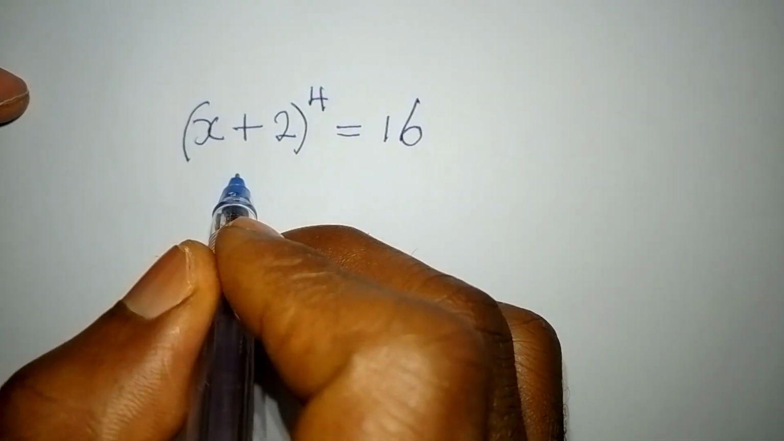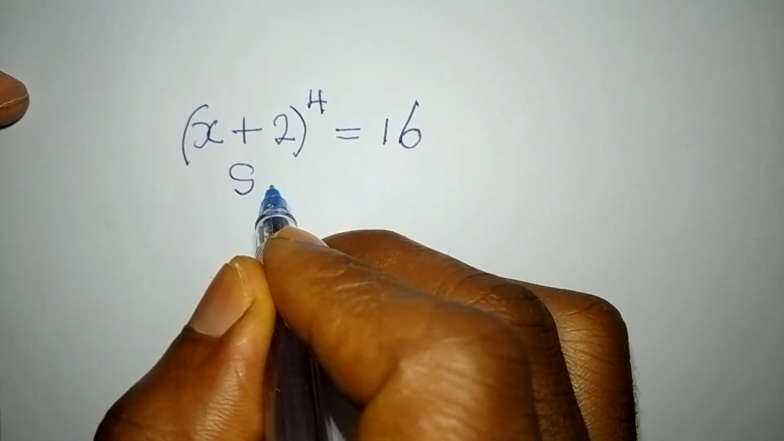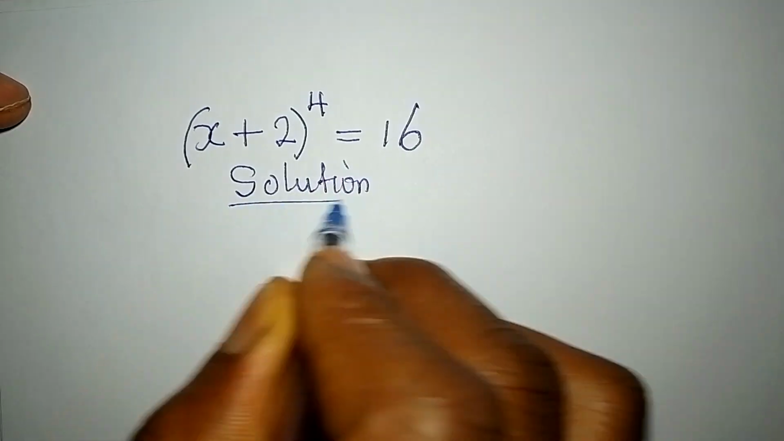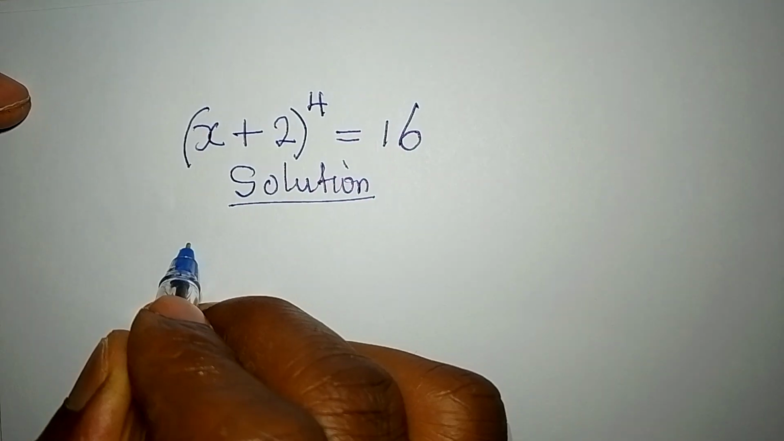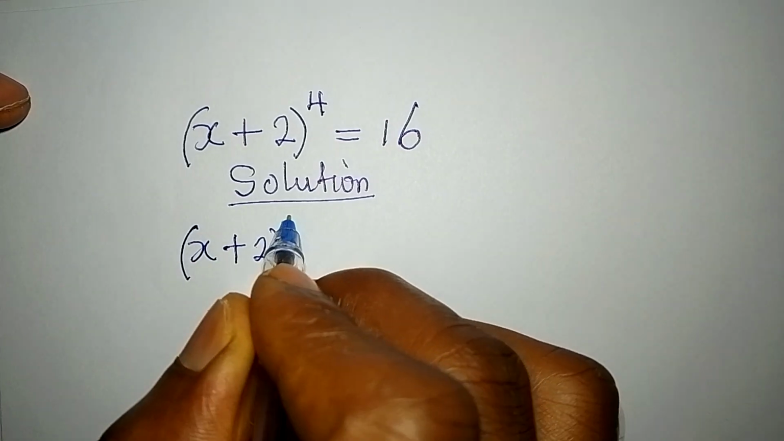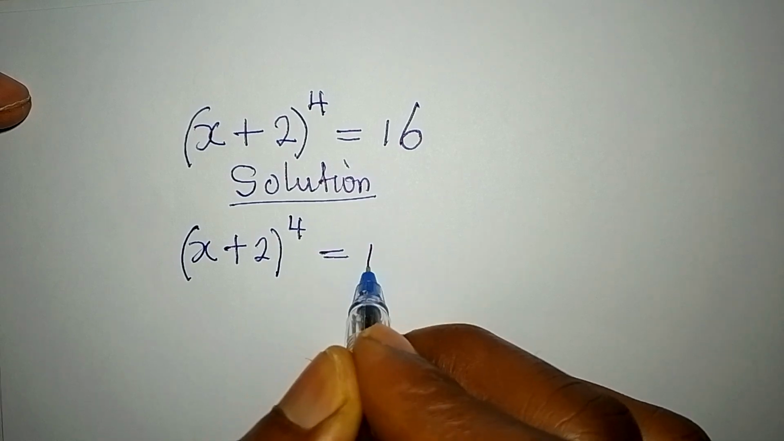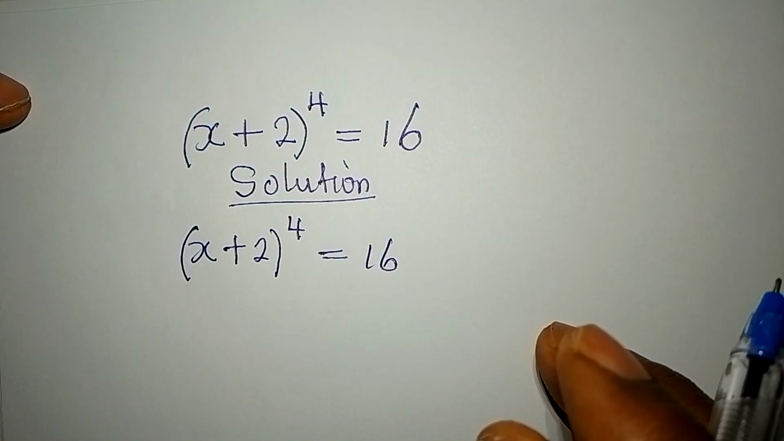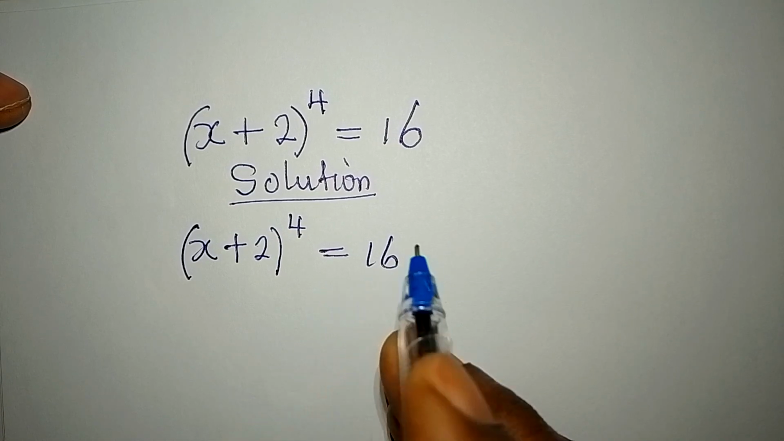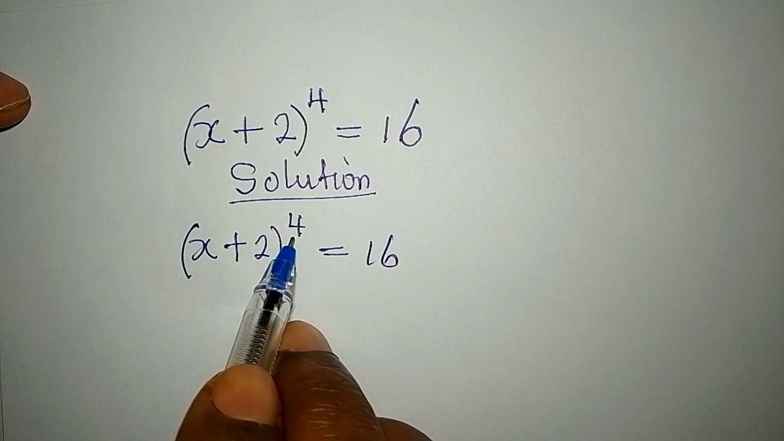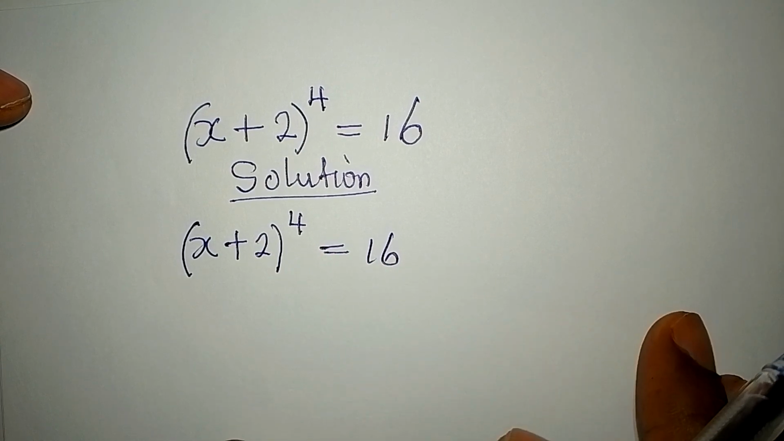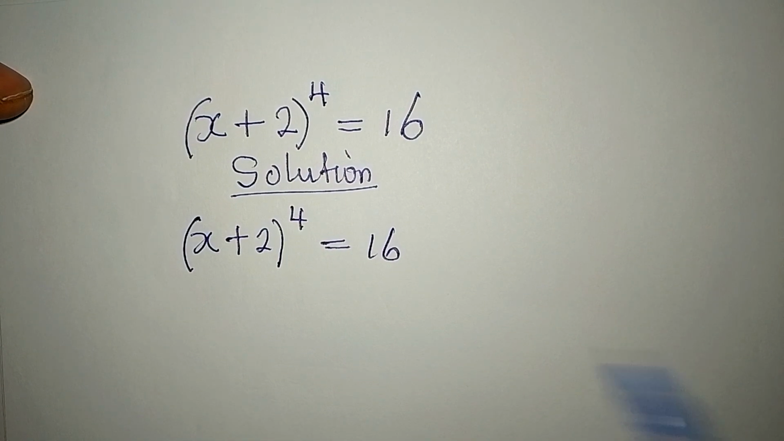Hello everyone, let's provide the solution to this problem. We have (x + 2)^4 = 16. We are to provide the complete solution to this problem, and because we have this power of 4, it means that we should get 4 solutions to this problem. So the question is, what do we do?